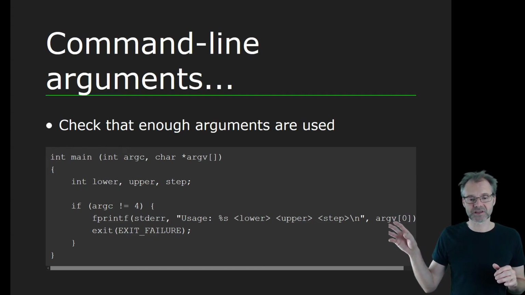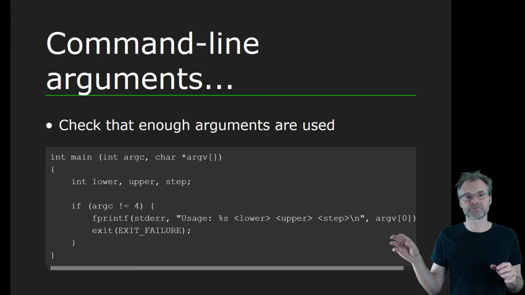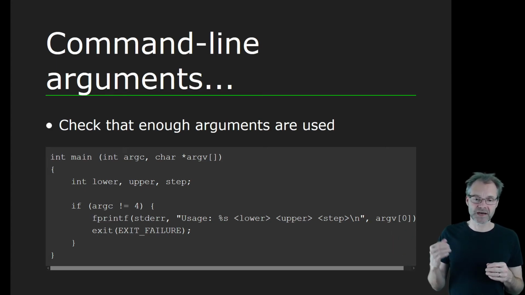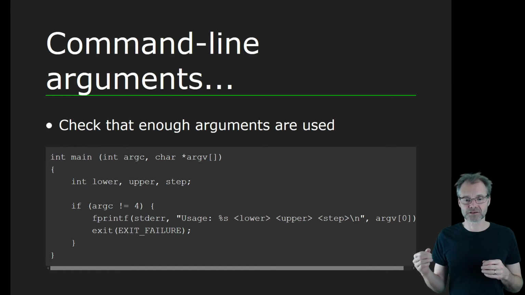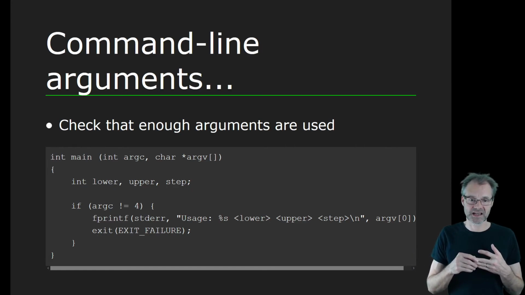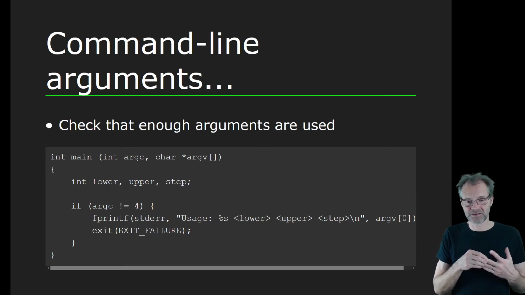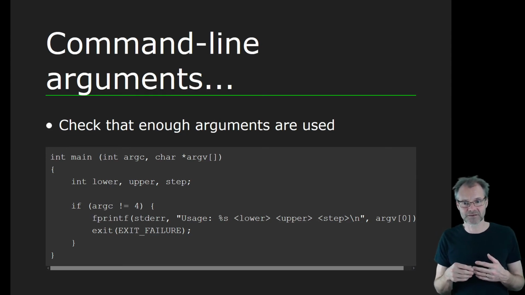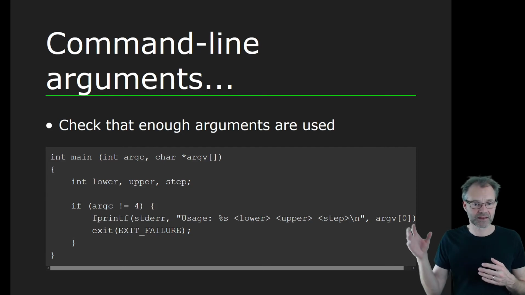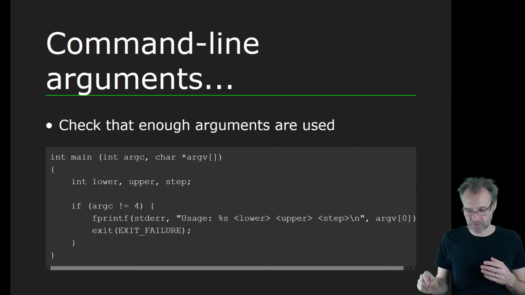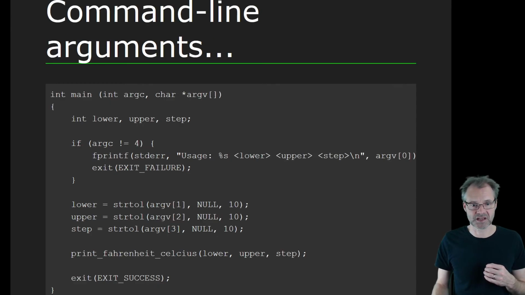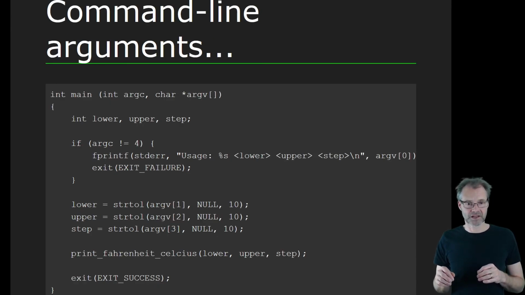And I'm also going to print out a message on how you are supposed to call my program. You must send in the arguments lower, upper, step. So besides the actual program, you also must send in three arguments into my program to work with here. Let's see how we are going to use these arguments in the complete solution here.